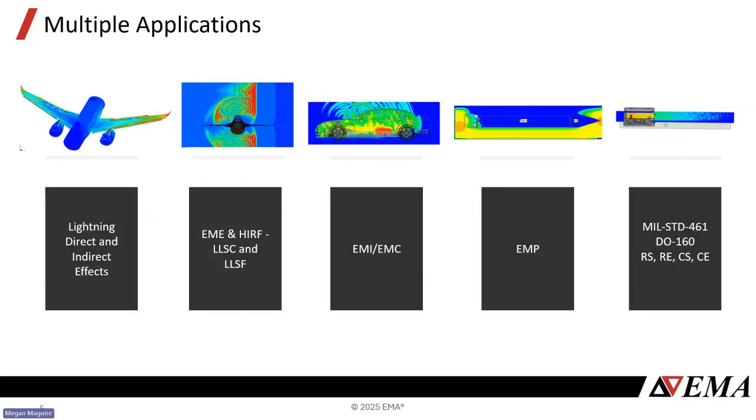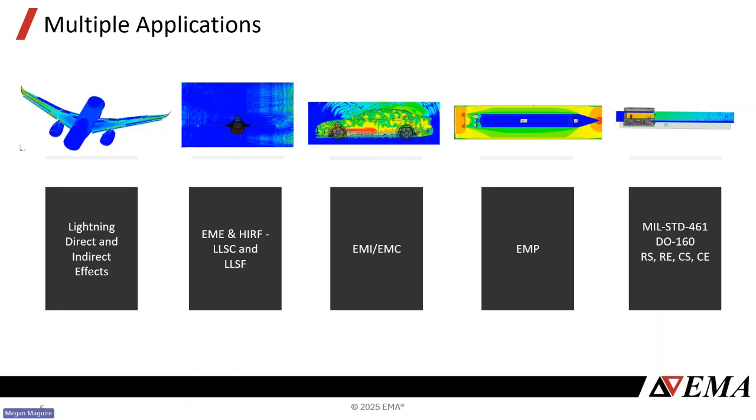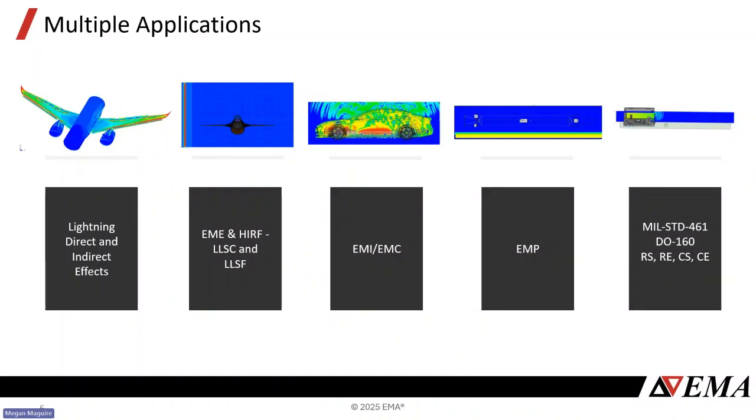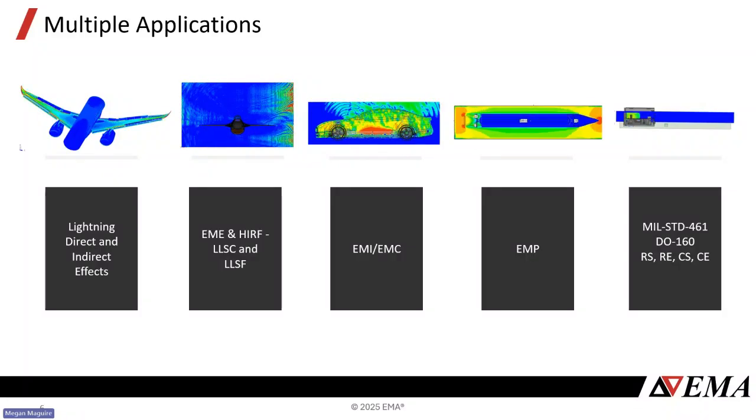Another benefit is a single model can be used across multiple applications. So this is showing a lot of different platforms, but you can actually use a single model for lightning direct and indirect effects, for HIRF, LLSC, and LLSF, for EMP. And then also you can use simulation to look at electromagnetic interference and compatibility, EMI, EMC, as well as your MIL-STD tests and DO-160 tests.